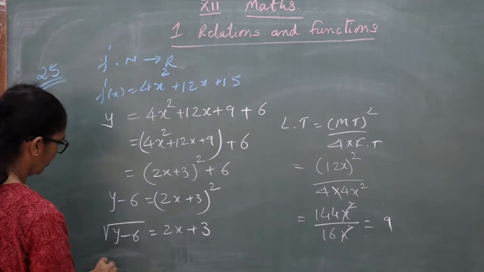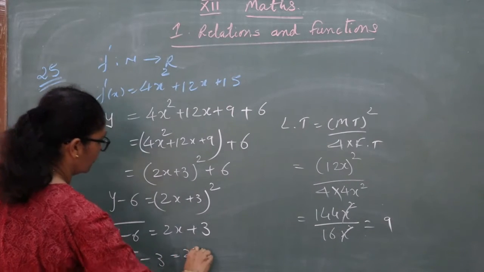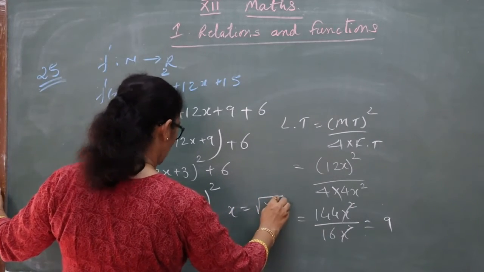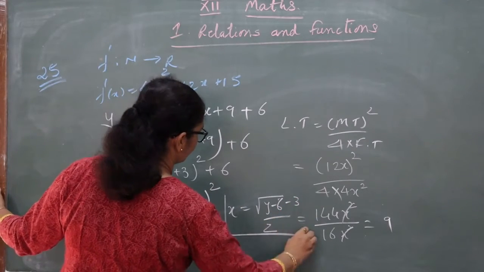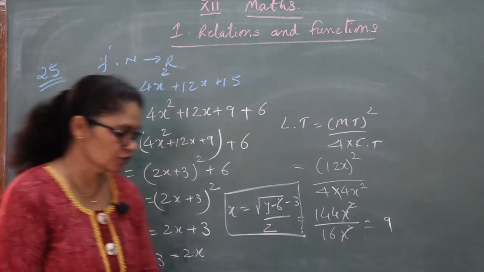We are shifting 3 on this side. So y minus 6 minus 3 equal to 2x, or you can say x equal to under root y minus 6 minus 3 upon 2. We have arranged it. Okay, now what you have to check?